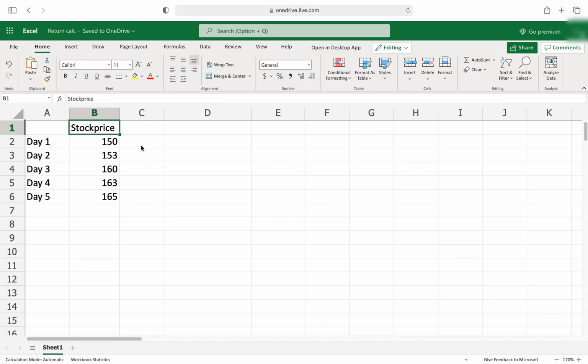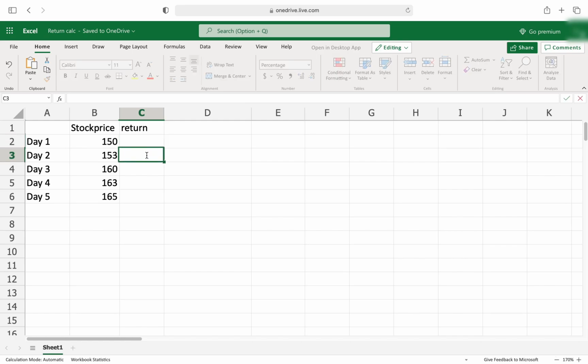So let's start with creating a return column here. And the formula for calculating returns is pretty straightforward. Just take the price as of today, subtract the price the day before, and divide that by the price the day before. As we don't have the price the day before day one, we are starting here at day two. So again, the formula is the price as of today minus the price the day before divided by the price the day before.